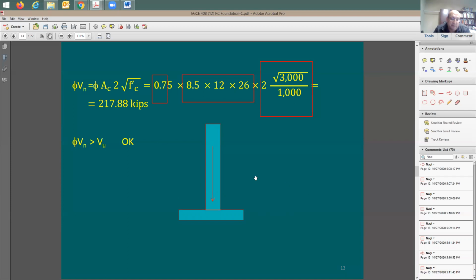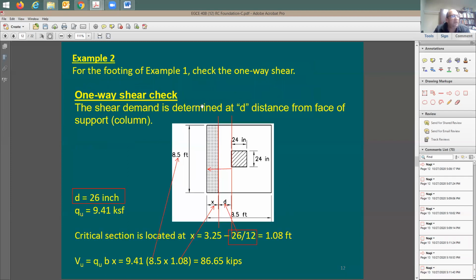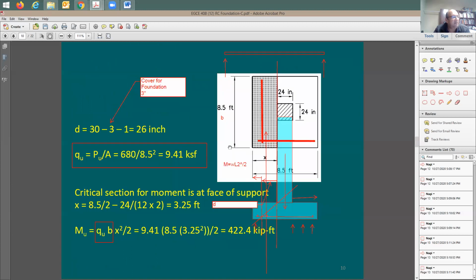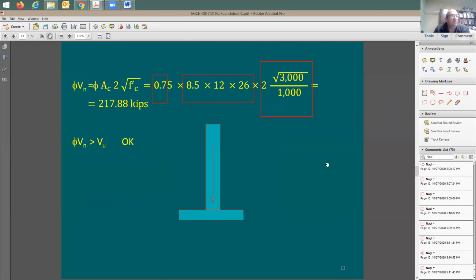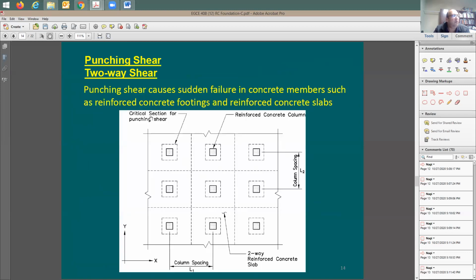So in beams, we do moment check, shear check. We call this one-way shear or regular shear. In foundation, we do flexure check, like this example, the moment check. We do one-way shear check, which is this one. And also we do punching shear check, which we call also two-way shear. So here we go. Now we're going to start the punching shear check, which is also two-way shear.